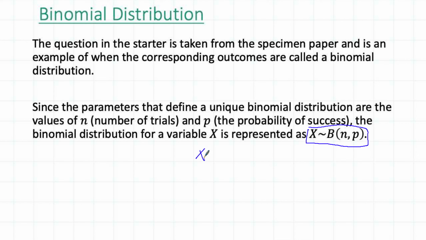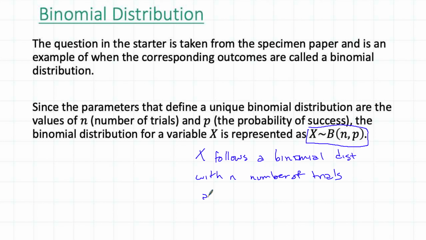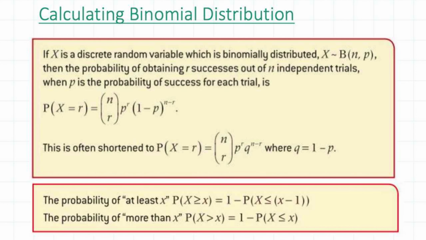So we say x, the random variable x follows a binomial distribution with n number of trials and probability of success p. Okay, so that's how you define the binomial. And what is the formula? So you are sometimes expected to write out the formula.